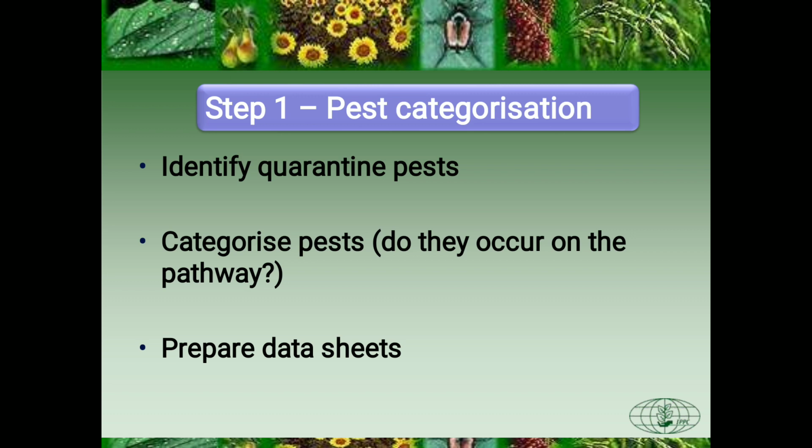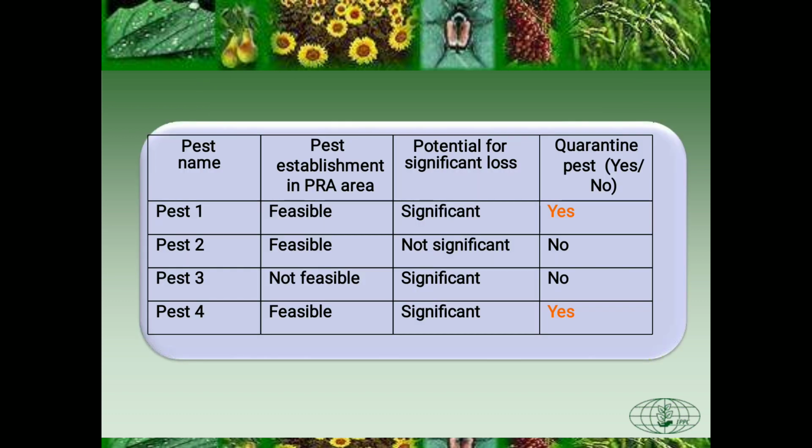And after that identification and categorization of the pest, we prepare data sheets like this. The pest name, then pest establishment in the PRA area, and whether there is potential for significant loss here. Among the list of quarantine pests, we identify again for confirmation whether this is a quarantine pest or not. So for example, for pest 1, pest establishment in the PRA area is feasible.